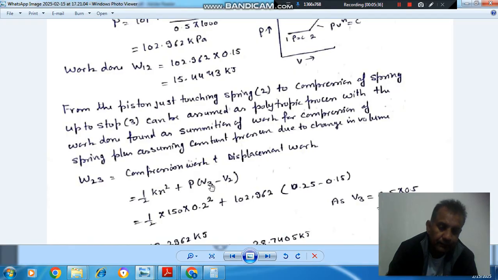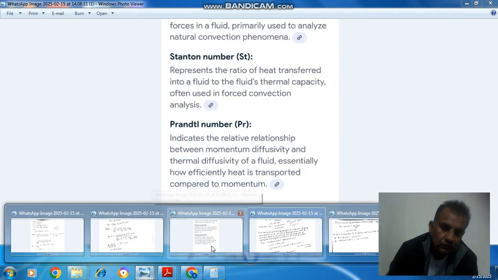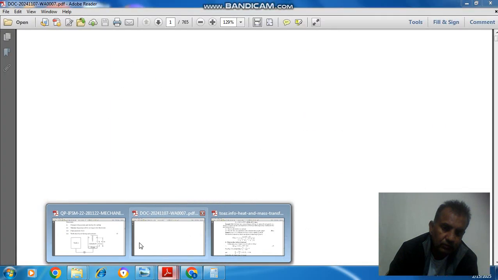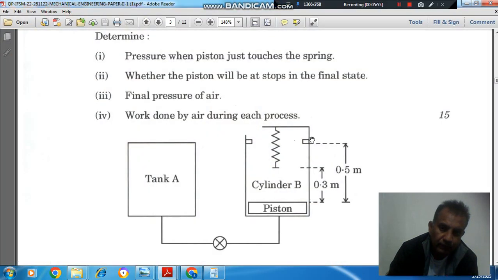And if we consider the process without the spring, it will be a constant pressure process. Without the spring, the work done will be P into change in volume. The final volume is according to this length, 0.5 into 0.5 area of 0.25, and the initial volume is 0.3 into 0.5. The final volume is this volume and the initial volume is this volume for process 2-3.